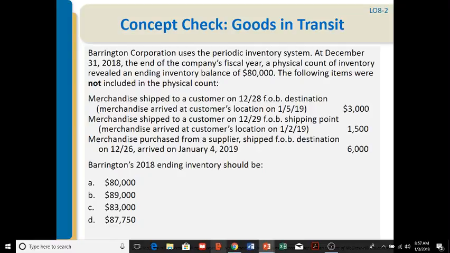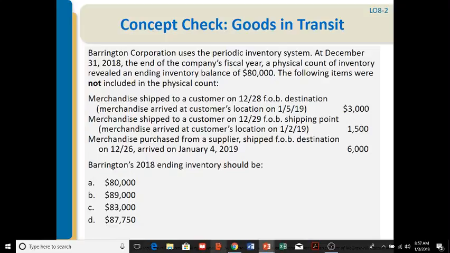All right, so here Barrington Corporation uses periodic inventory system. At December 31, 2018, end of the fiscal year, a physical count of inventory revealed an inventory of $80,000. The following items were not included in the physical count. Merchandise shipped to a customer FOB destination that arrived that next year. They've got to include those.